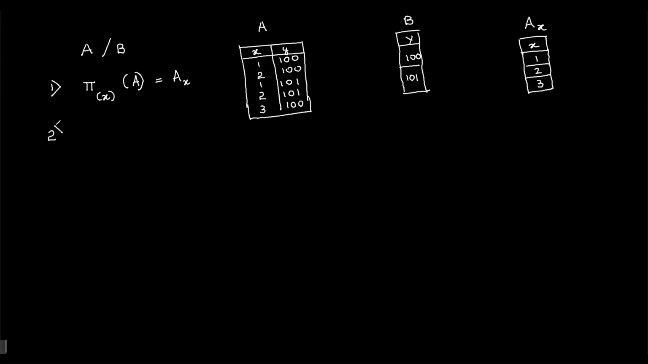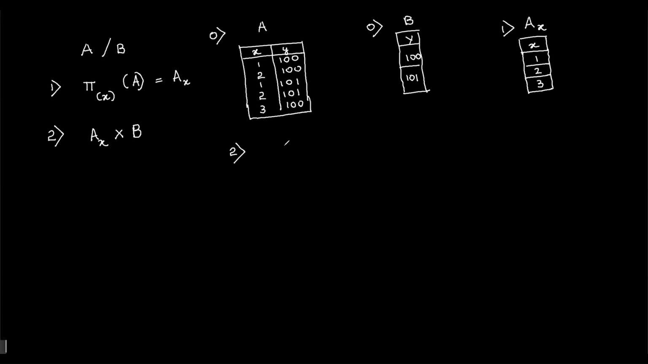The second step will be applying a cross product on AX and B. What happens when we use the cross product operation on AX and B? It will have two columns, X and Y. So this is the zero step, this is also the zero step, this is the first step, and now we have the second step.